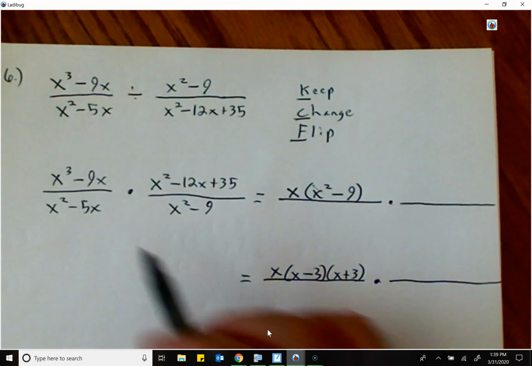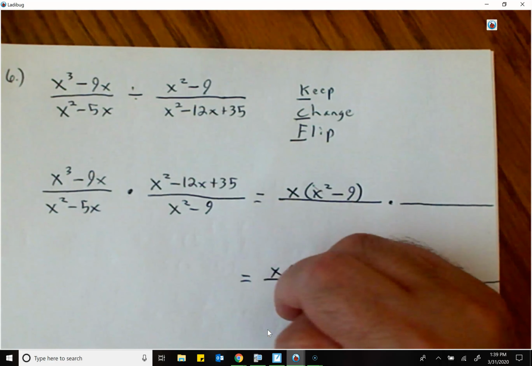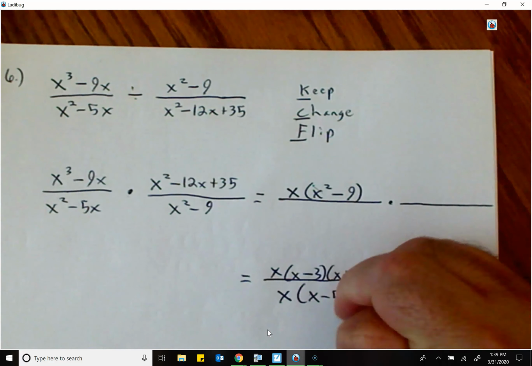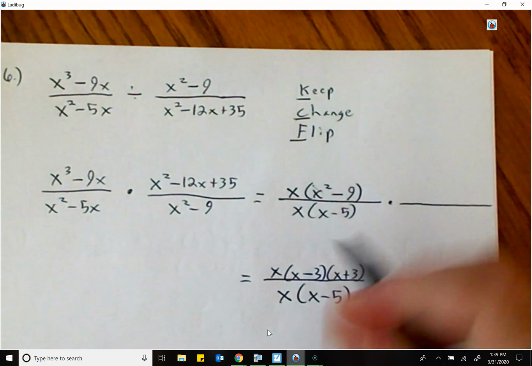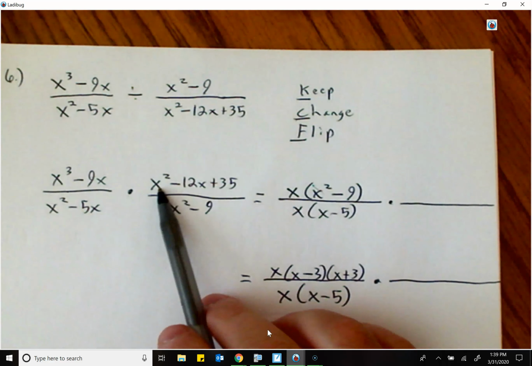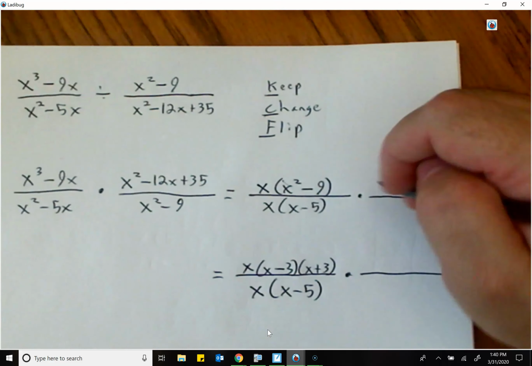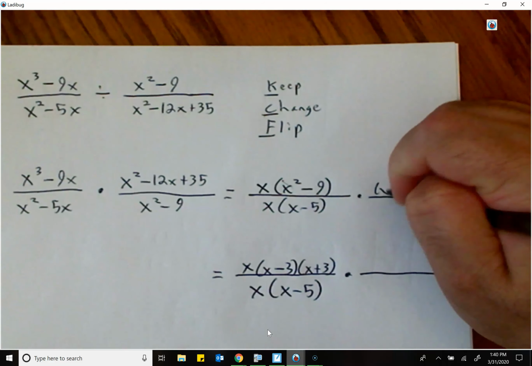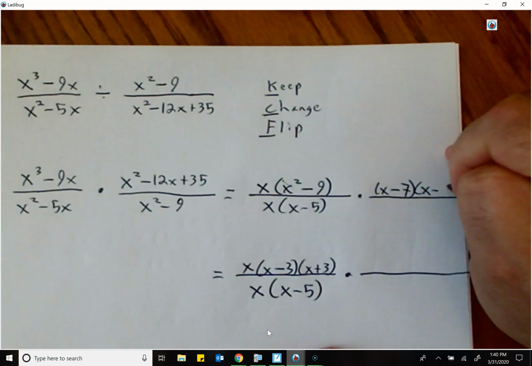Down here in this denominator, again, this is just a GCF, so we're going to pull out that x, and that will leave us with x minus 5. And I meant to put that right here, but it's going to be the same transition down here. There's no more factoring on this. The x squared minus 12x plus 35 factors with x minus 7, x minus 5.